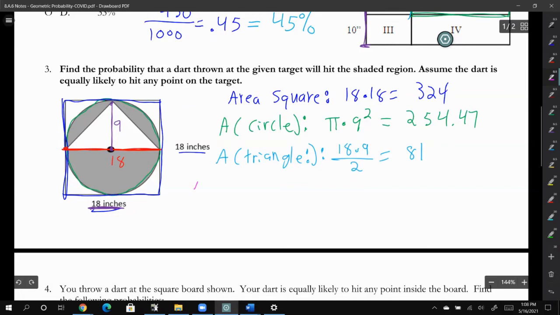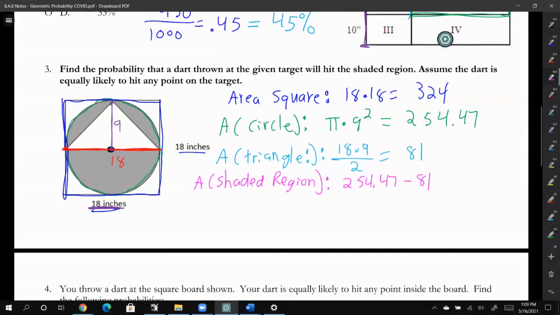So then the area of the shaded region is going to be that circle, 254.47, minus the triangle, which was 81. So if I type that into my calculator, I get 173.47. Okay, so that's the area that we want. That's the shaded region. That is our success.